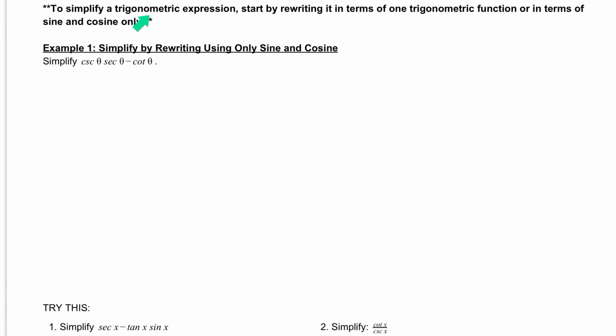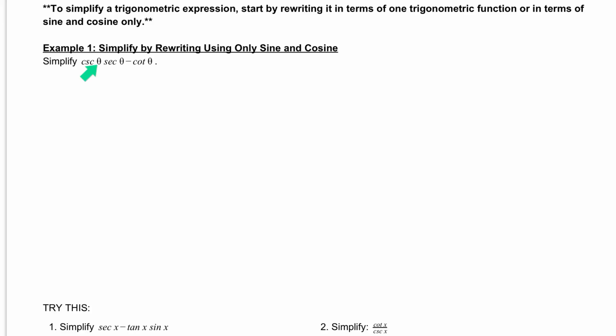It says to simplify a trig expression, start by rewriting it in terms of one trig function or in terms of sine and cosine only. So what we're going to do is use our identities, that box on the top, to simplify the cosecant of theta times the secant of theta minus cotangent of theta. Your goal is to get it in terms of one trig function, and if you don't know what trig function to do it in, a lot of times you can go through and change stuff in terms of sines and cosines, and then simplify it from there.